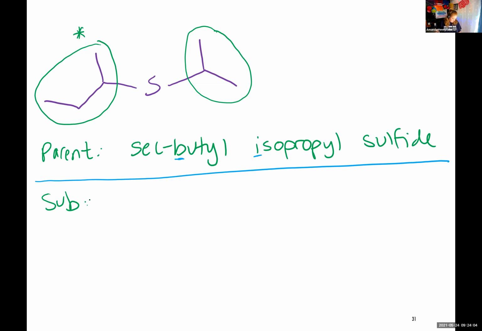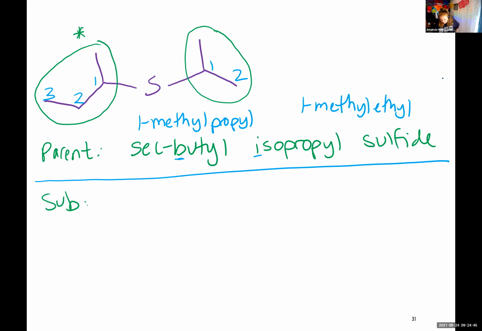All right, so let's treat it as a parent chain then. If we treat it as a parent chain, we are going to pick our longer chain. So that would be the butyl. Oh, sorry, there's stuff in the chat that I totally missed. Would it be wrong if we said 1-methyl, 1-ethyl instead of sec-butyl? No, so we could do that. So we could call this 1, 2, 3. So that would be 1-methyl-propyl. And then the other side would be 1, 2. So it would be 1-methyl-ethyl. And then we'd still have the word sulfide, of course, which I totally squished in there.